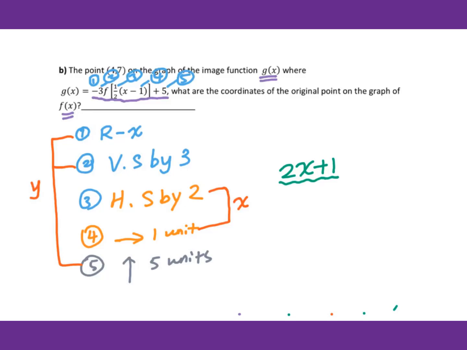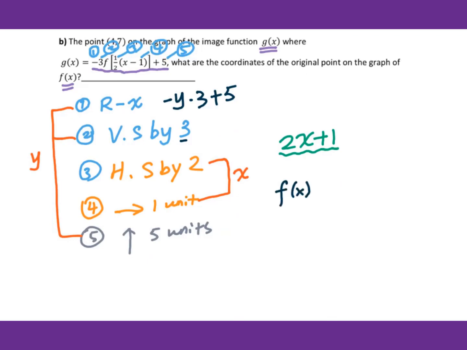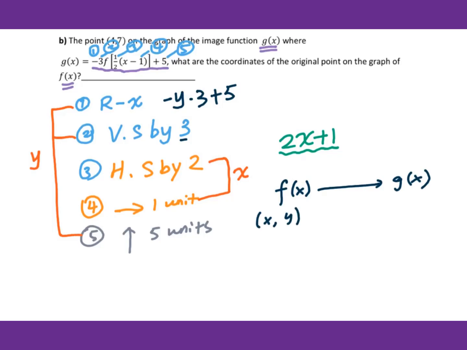Look at the y. Reflect across the x-axis, that means negative y. Then vertically stretch by factor of 3 means multiply by 3. Then go up 5 units, you add 5. Therefore, from f of x, go to g of x. If we got the x, y for f of x, we got g of x, that is 2x plus 1, negative 3y plus 5.